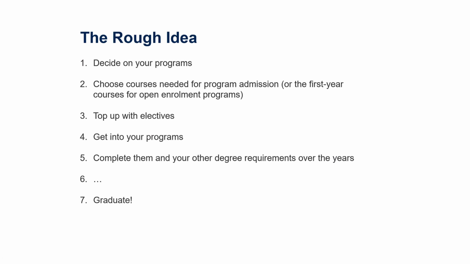Once you've made a decision on those programs, you're going to take a look at what the courses are you need to take to get into those programs, or if you're taking an open enrollment program, you're going to take a look at the courses you should be taking as a first-year student for that open enrollment program. And then once you've figured out what those courses are, you're going to top up the rest of your course load with electives. And then hopefully, after you proceed through that, you're going to get into your programs, you're going to complete your courses over the years, and then you're ultimately going to graduate.